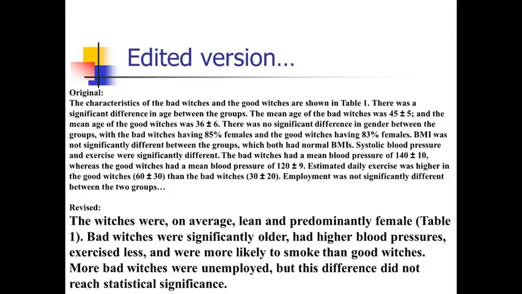And then I'm going to point out the differences. Bad witches were significantly older, had higher blood pressures, exercised less, and were more likely to smoke than good witches. So I point out all the differences. Notice I didn't give any exact numbers. We don't really need any exact numbers. We just want to know how they differ.